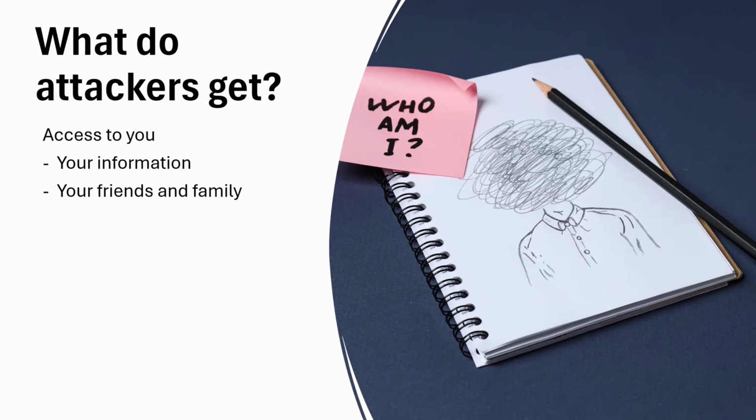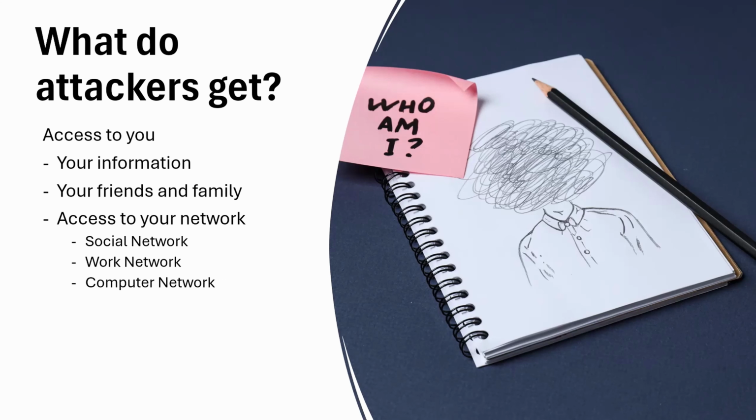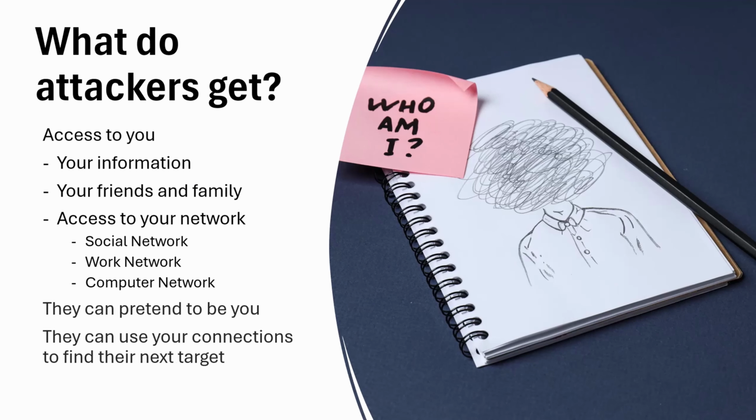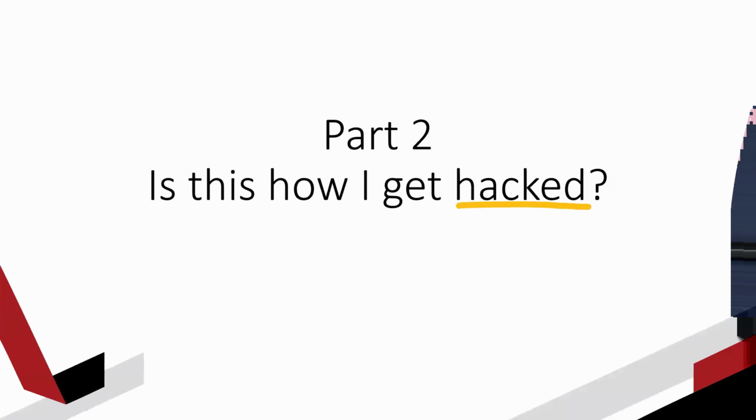It's like a spider web. Access to your network, so social network, work network, computer network, network of people. So it's not just the people that you know, they can then jump and use you as a stepping stool to get across. They can also pretend to be you, and they can use your connections to find their next target. Okay, so that's just a few of the building blocks that we teach in our courses, but it's enough to get us going down this track.